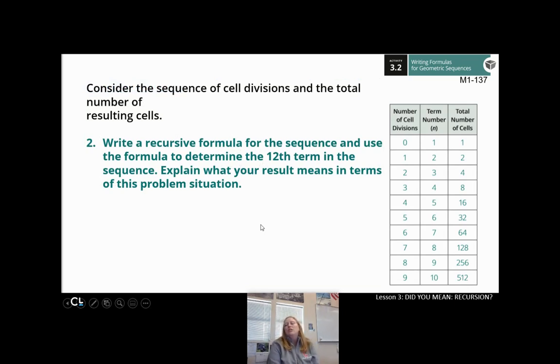So here's what I would like you to do. I would like you to write a recursive formula for this sequence. So we've already gone pretty far on this. I would like you to write a recursive formula for the sequence and use the formula to determine the 12th term in the sequence. And then, of course, explain what your answer means in terms of our cell division problem. So go ahead and hit pause to work that out. Hit play when you're ready to check your work.